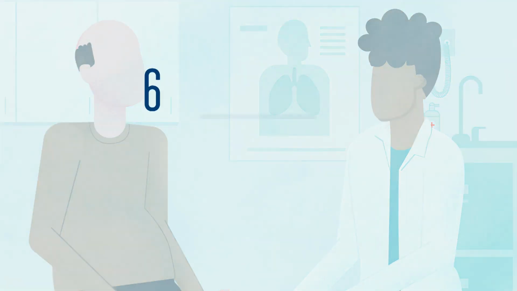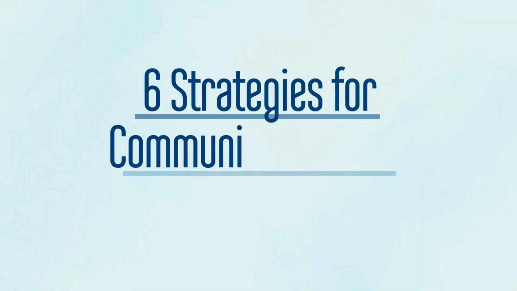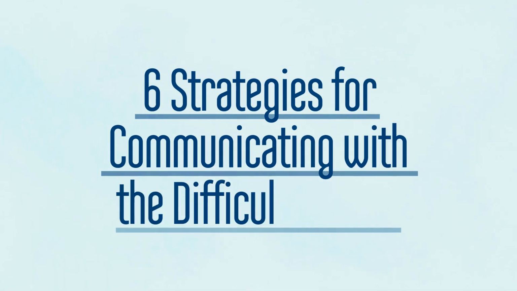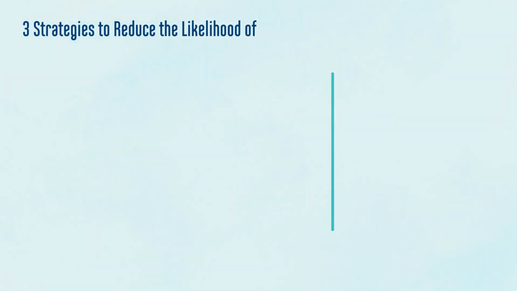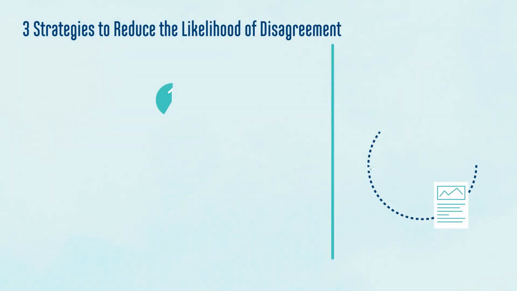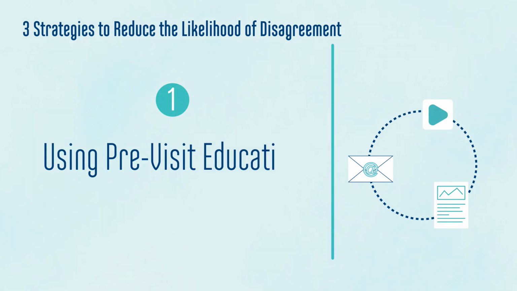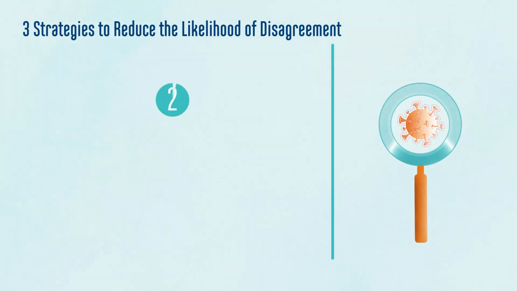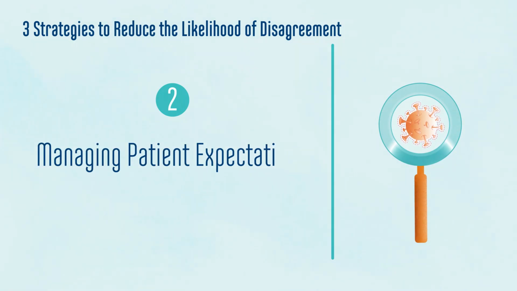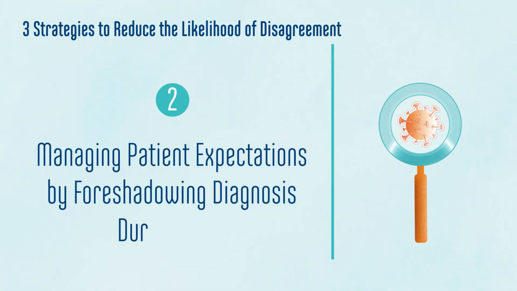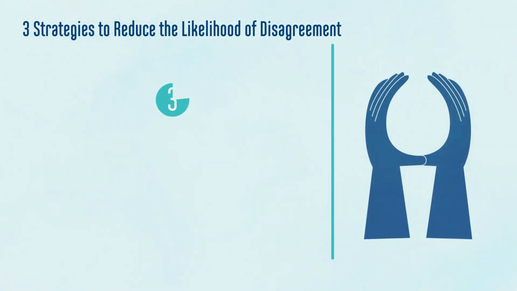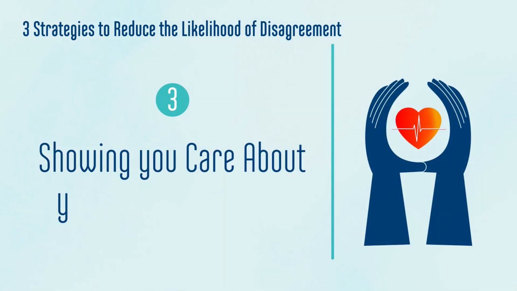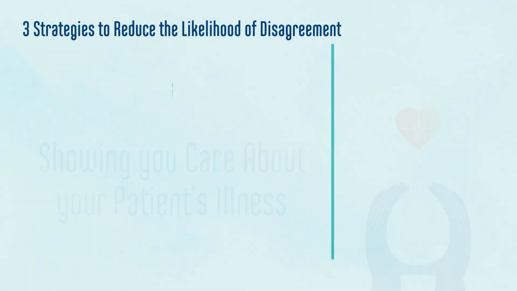In summary, this video has presented 6 strategies for communicating with difficult patients. Strategies to reduce the emergence of disagreement over antibiotics are: 1. Using pre-visit education to reduce patient likelihood of demanding antibiotics. 2. Managing patient expectations by foreshadowing diagnosis during exam. 3. Showing you care about your patient's condition.